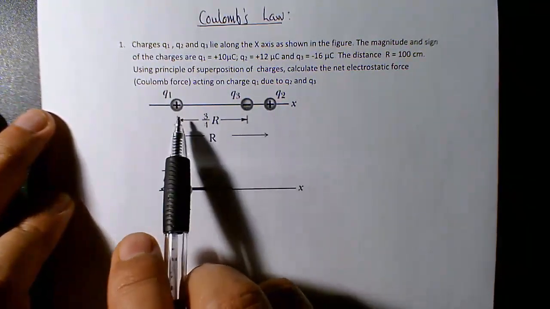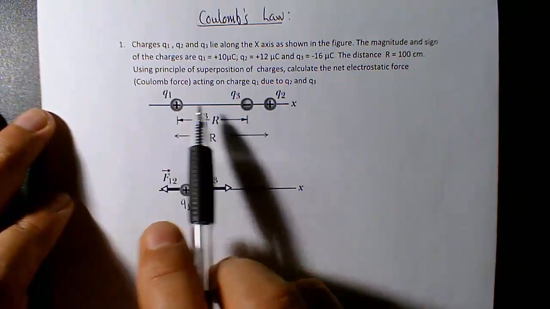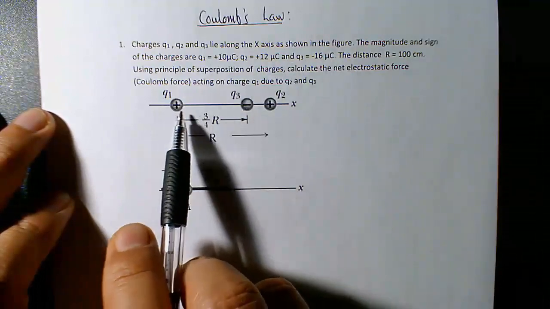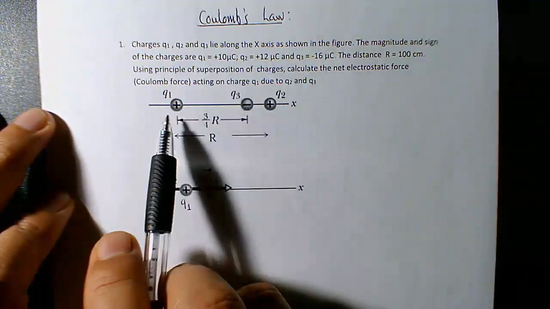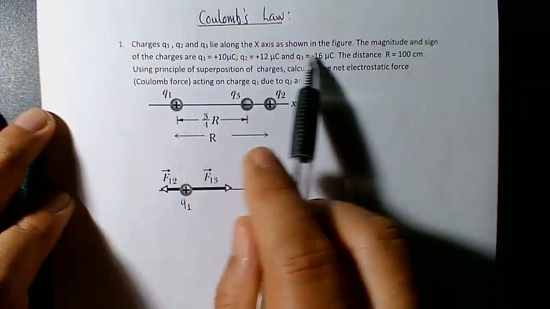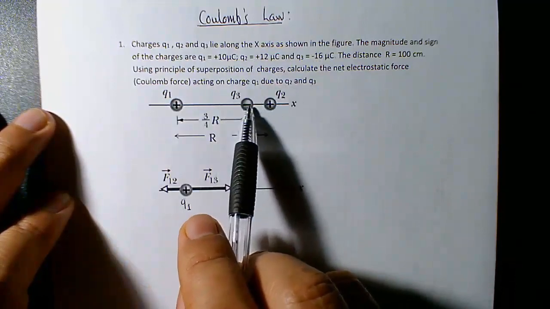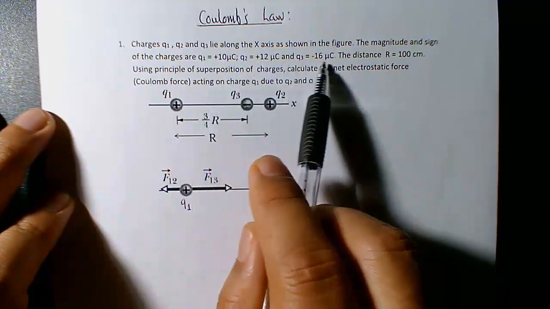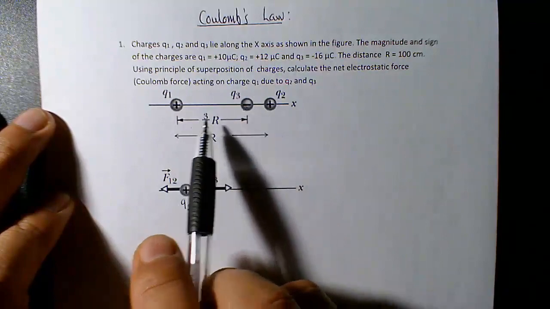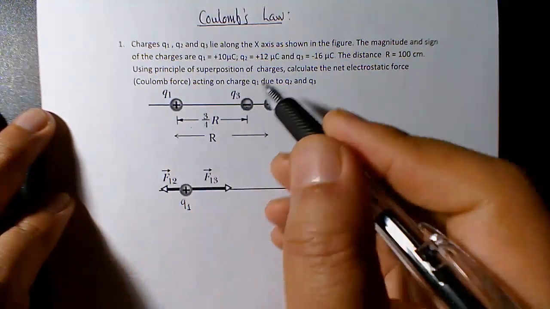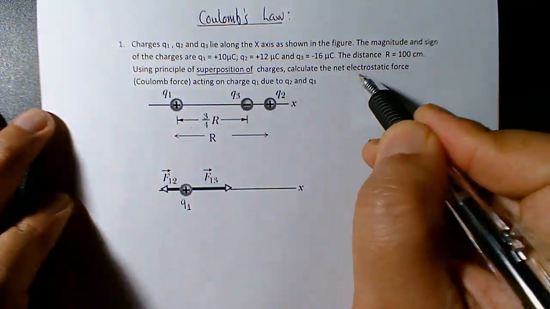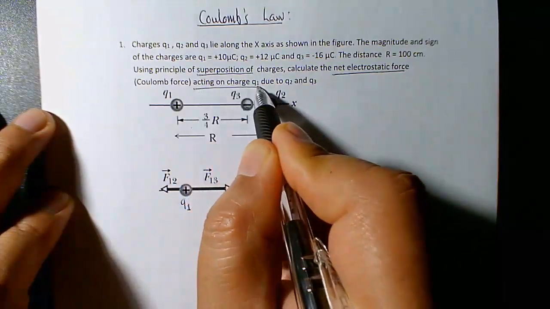So here you have three charges, Q1, Q2, and Q3, and these are the magnitudes. These are all static charges, that means they are not moving, lying along the x-axis. Q1 and Q2 are positive charges, while Q3 is a negative charge, and their magnitudes are given in microcoulombs. The distances between these charges are also given. We're acting using the vector superposition principle. What's the net electrostatic force acting on charge Q1?